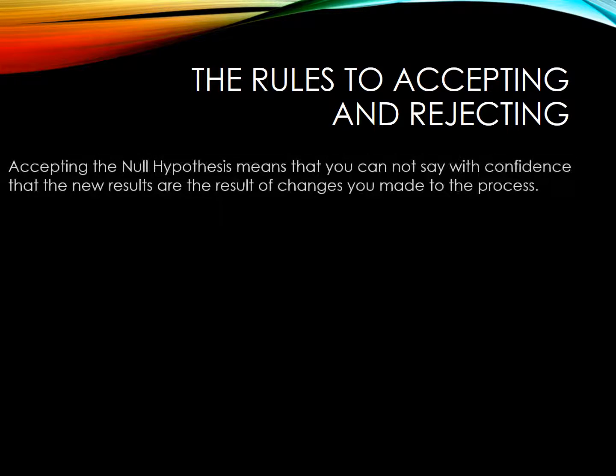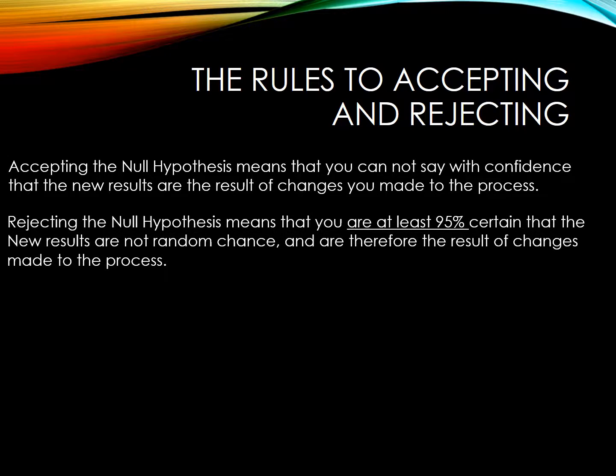So what are the rules to accepting and rejecting these hypotheses? Well, accepting the null hypothesis means that you cannot say with confidence that the new results you're seeing are the result of changes you made to the process. Maybe it's just a fluke, basically. If you reject the null hypothesis, that means that you're at least 95% certain that these new results are not a fluke. This is because of the changes that were made to the process. And when we say at least 95%, we don't mean that as a figure of speech. We're going to actually calculate how certain we are.